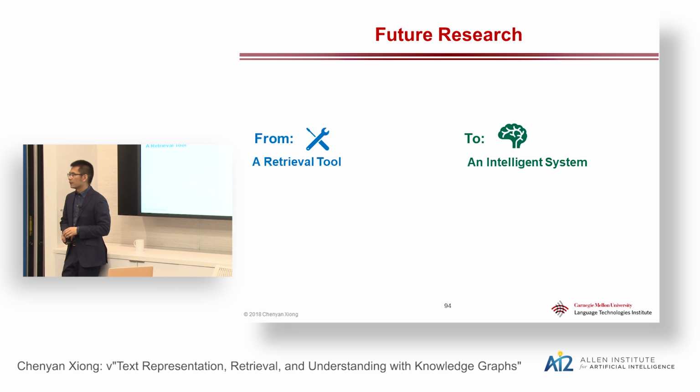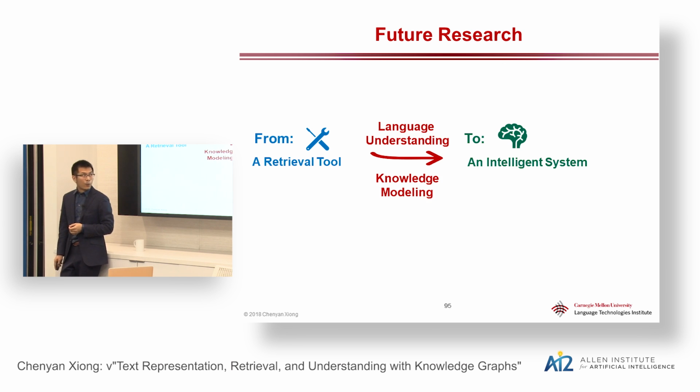So in the future, I think, again, back to our motivation, we want to build a more intelligent system and it's not only a retrieval tool. And I think the path I wish to do here in AI2 in the near future will be twofold. One is through a better understanding of our language, and the other is to better model knowledge.